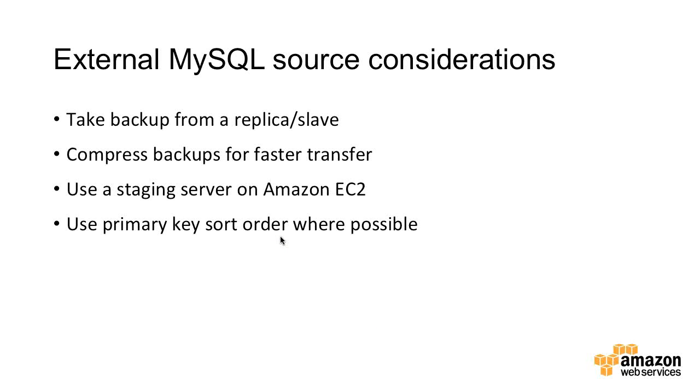Use a staging server on Amazon EC2. Don't try to do your import into RDS directly from your on-prem. Because this is going to be over the network, and if your network has a jitter, you will find that your import stops, and you'll have to start from the beginning. And that's not a very good way to do stuff. It's always better that you move the bulk of the data into AWS and then use the best network performance we give you between EC2 and RDS to import the data from your backup into RDS. Use the primary key sort order where possible so that your data is less fragmented inside the database.